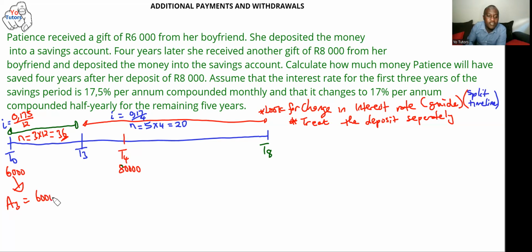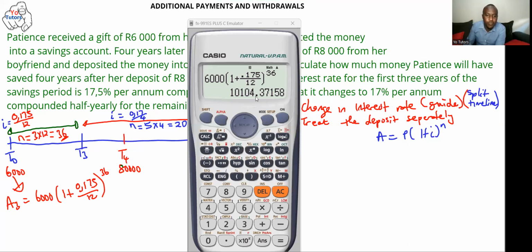It's going to be 6,000 in bracket 1 plus. Remember, we're using the formula here, which is A equals P(1 + i)^n, the compound formula. Our i, we have it 0.175 over 12, to the power of 36. Okay, then let's see what we get. So that's our value there.